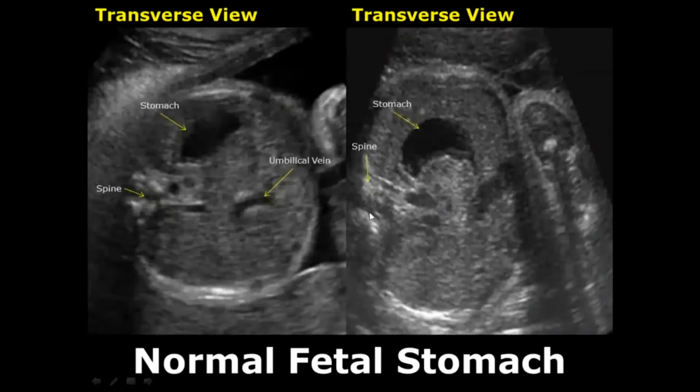Here are more transverse views of the stomach. Here they have a different shape and a different size as compared to the previous images. The filling of the stomach depends on the swallowing of amniotic fluid by the fetus. Here we can see the umbilical vein and here is the stomach. And here is the spine, hyperechoic with shadowing.